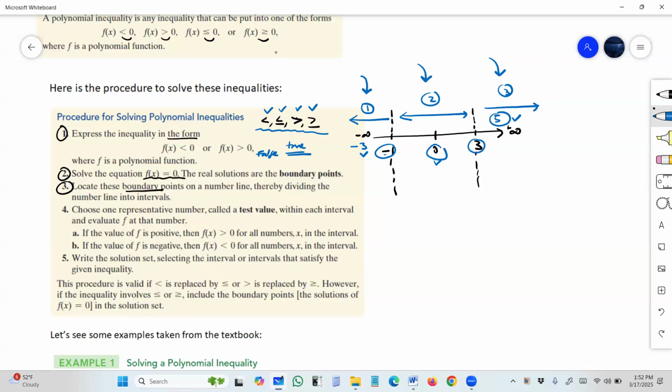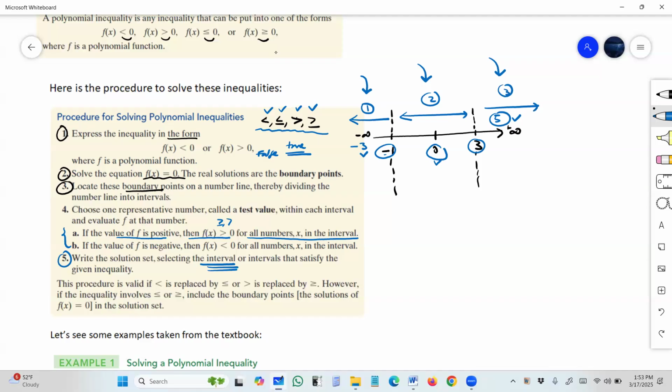And the reason for that is once we determine if the solution is true or false, if the value of f is positive, then if the inequality is greater than or equal, it is true. It is the same solution for all of the values in that interval, and the same thing for the opposite. Once I determine if the solution is true or false for each interval, then the last step is I'm going to write the solution set in interval notation.